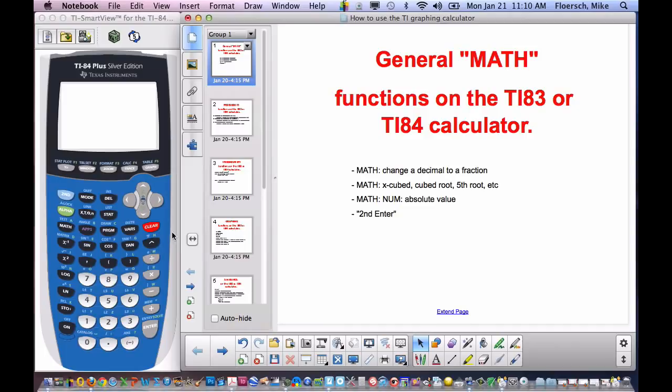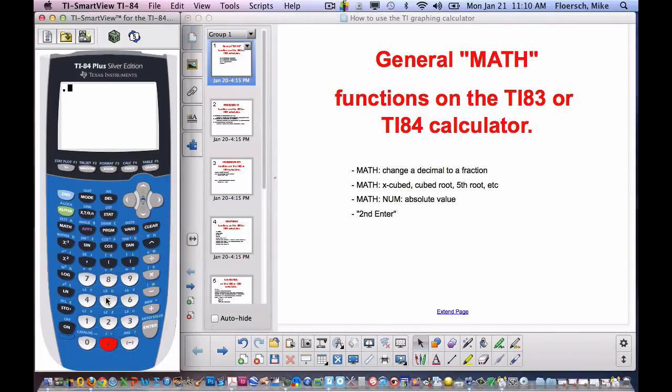So if I type in, let's just say, 0.5 and I want to convert that to a fraction, then I would hit the math key and then hit the fraction option, number one. You can either hit number one or hit enter, and that'll convert it to a fraction. So I hit enter and hit enter again, and it turns it into a fraction.